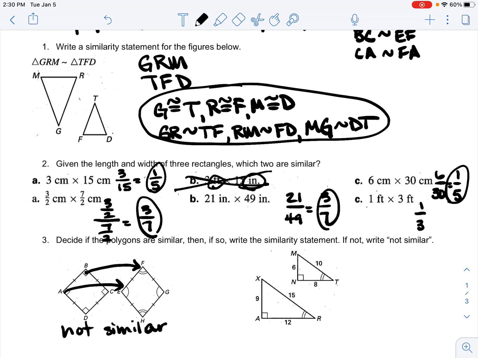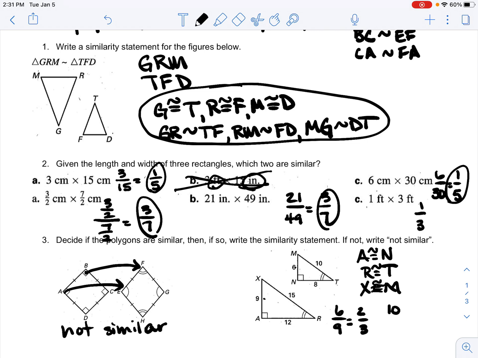Okay, angles congruent. Well, I can tell that A is congruent to N, R is congruent to T, and X is congruent to M. And then we have to determine if the side lengths are proportional or they are reduced down to the same ratio. So I'm going to do small over big. So we've got 6/9, which reduces down to 2/3.